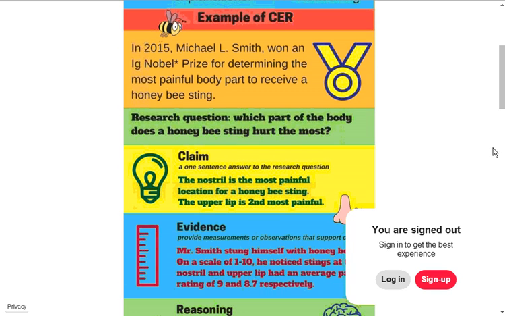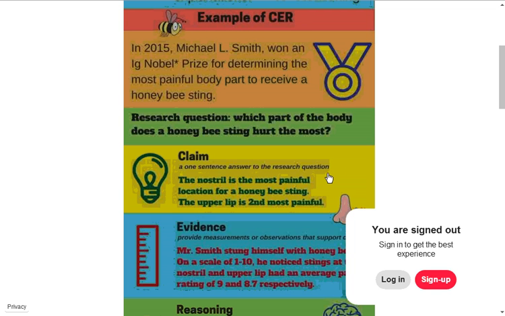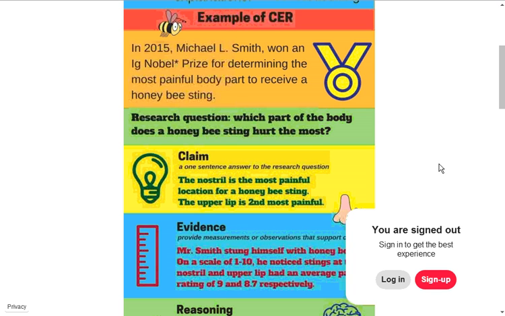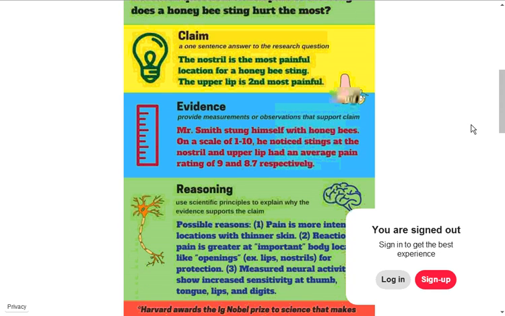So his question was, which part of the body does a honeybee sting hurt the most? His claim, you can see here it says a one-sentence answer to the research question, was that the nostril is the most painful location for a honeybee sting. The upper lip is the second most painful. The evidence says provide measurements or observations that support your claim. So Mr. Smith stung himself with honeybees, and on a scale of 1 to 10, he noticed stings at the nostril and upper lip had an average pain rating of 9 and 8.7.